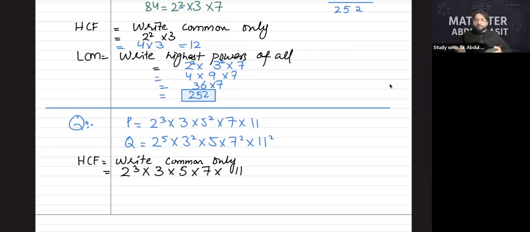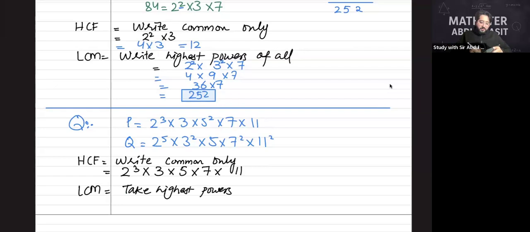So see, it's a very big number, and the examiner will not demand you to expand this number, and this is what your final answer is. But if you want to write the answer for the LCM, just write the sentence I told you. LCM is what? Take highest powers of all.